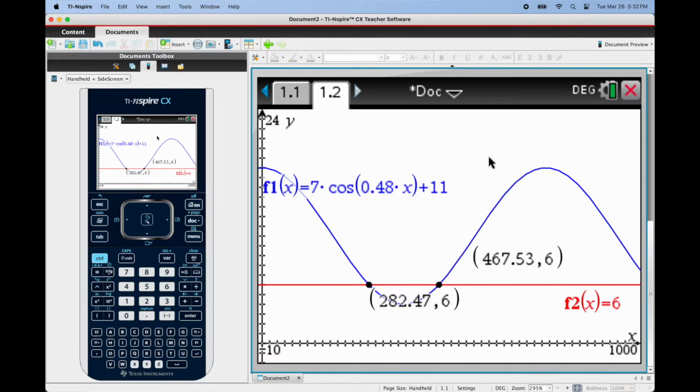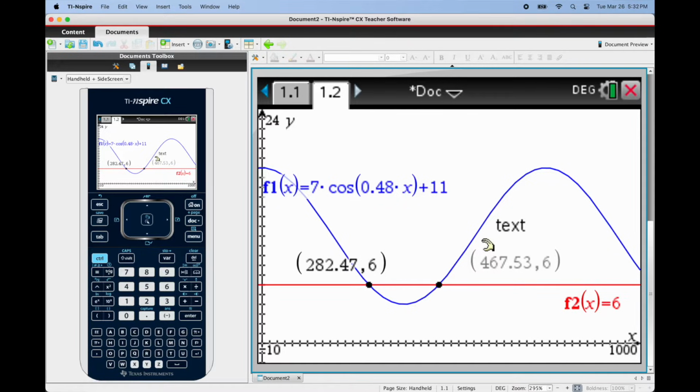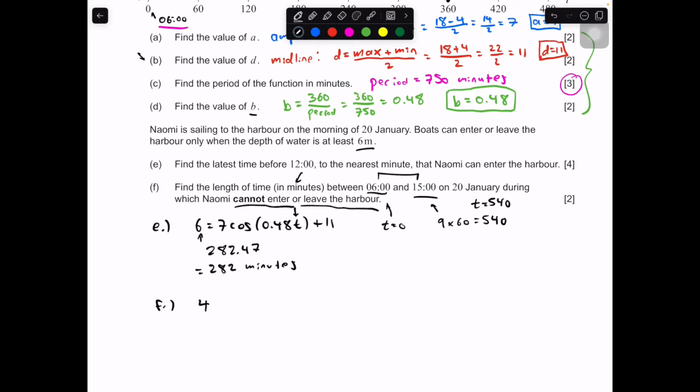So let's go back to the calculator. We know the first time in which she can't enter, and the distance between these 2 points is going to be the total length of time she can't enter. After this, it's okay to go in and out. So going back to the document for a sec, at 467.53 minus 282.47. So between these times, she cannot enter. So what is the total length of time between these 2 points?